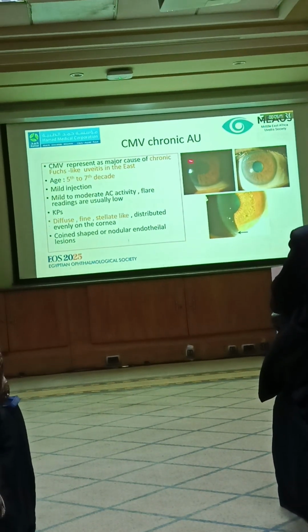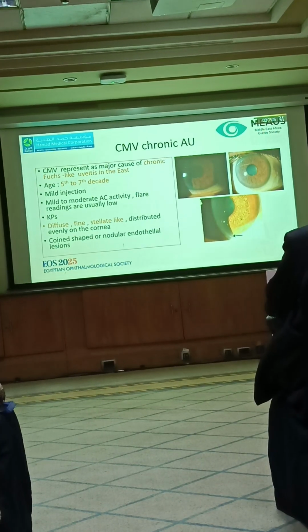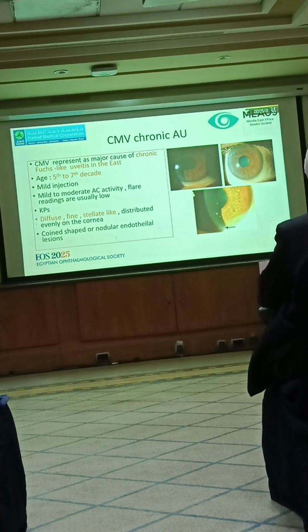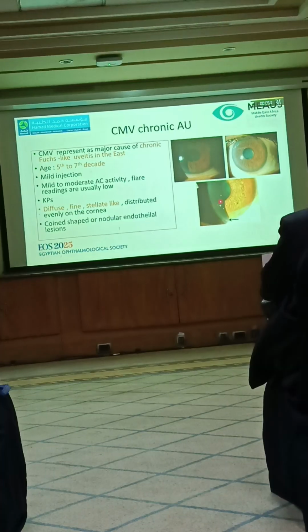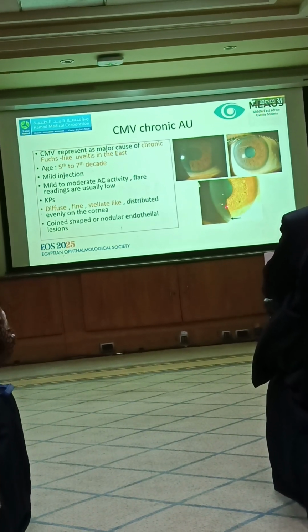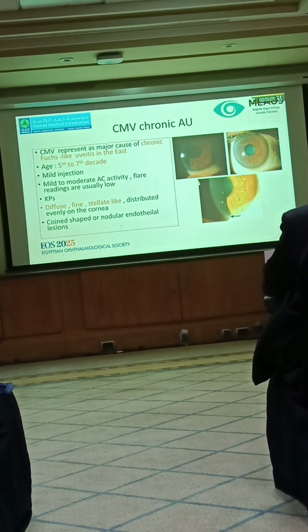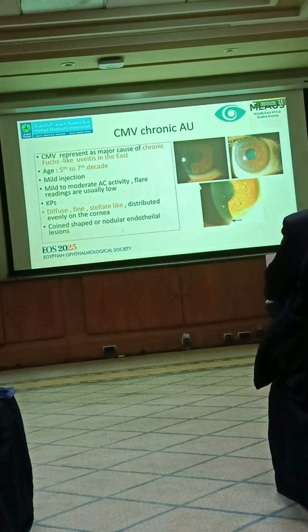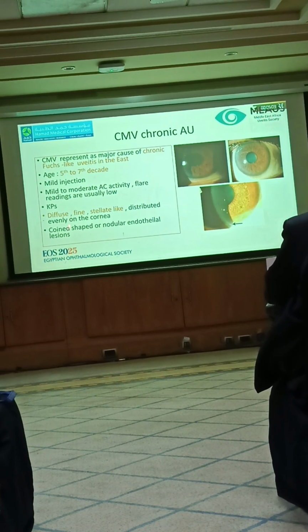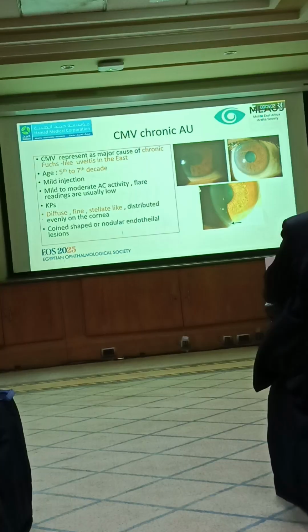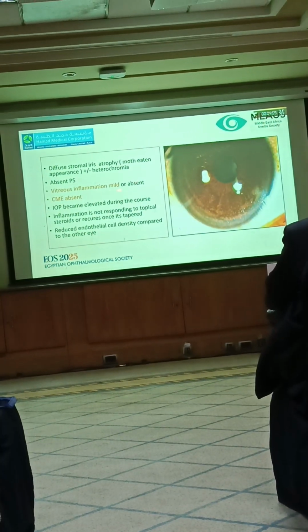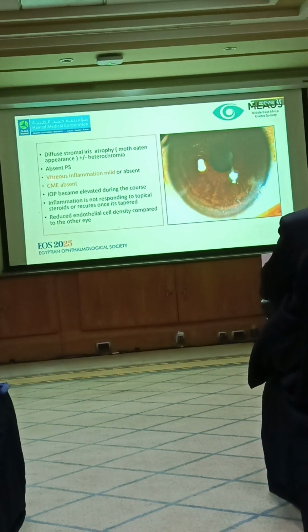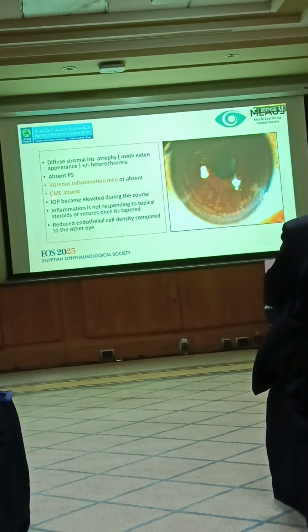The chronic form, the KPs is somewhat similar to Fuchs. This is not the KPs of the chronic. This is the acute one, unfortunately. This is missed here. With the diffuse KPs and the iris changes, no or almost no vitreous inflammation, and CME absent.